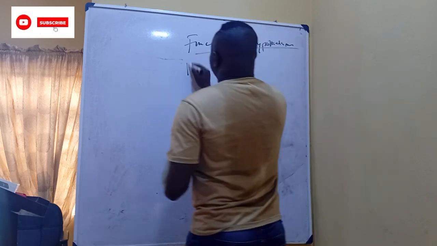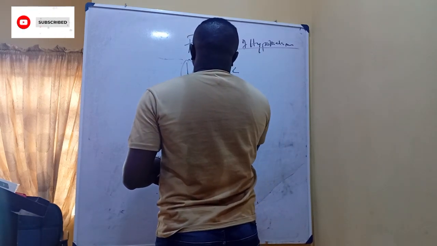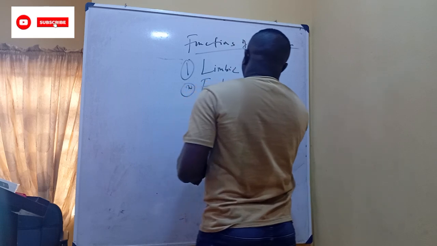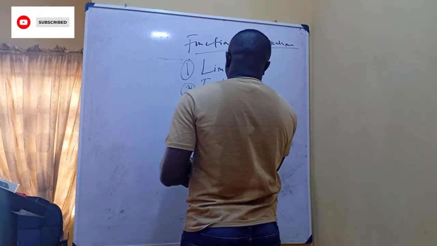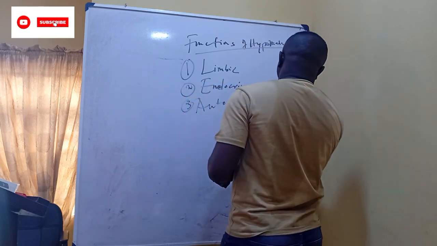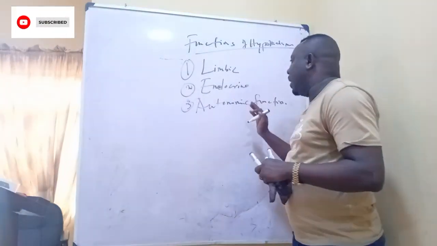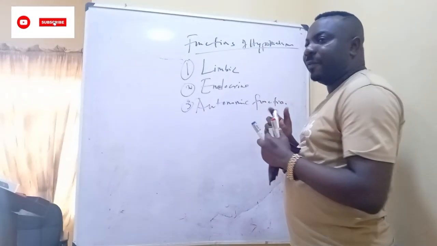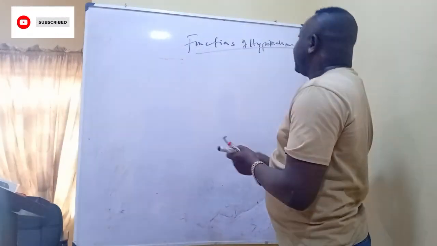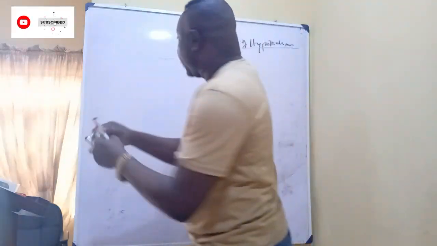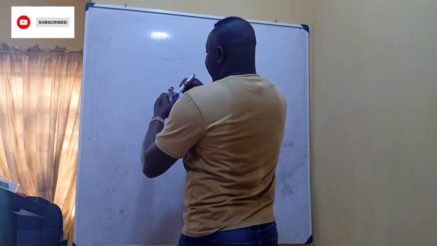The number one function is that it has a limbic function. Number two is that it has an endocrine function. And number three is that it has an autonomic function. Are you there? It has a limbic function, endocrine function, and autonomic function. Let's pick them one after the other, right? Yes, sir. Let's take them one after the other. Okay. So now, the first one is the limbic function.